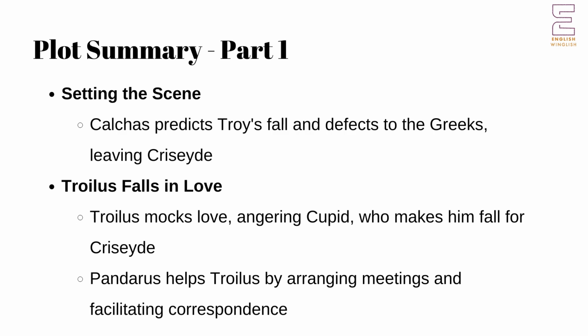Plot summary. The narrative of Troilus and Criseyde unfolds during the Trojan War, beginning with Trojan priest Calchas predicting the fall of Troy and fleeing to join the Greeks. He leaves behind his daughter Criseyde, who becomes a target of scorn due to her father's betrayal. Troilus, a Trojan warrior, mocks love, which angers Cupid or Eros, who punishes him by making him fall in love with Criseyde. Pandarus, Criseyde's uncle, orchestrates meetings between the two, using various schemes to bring them together.